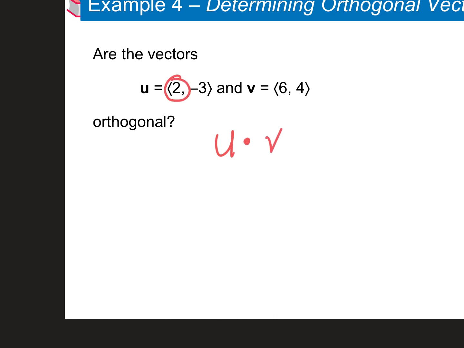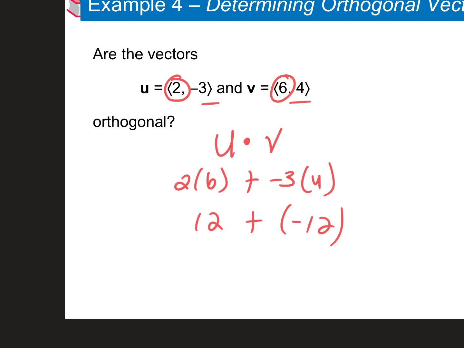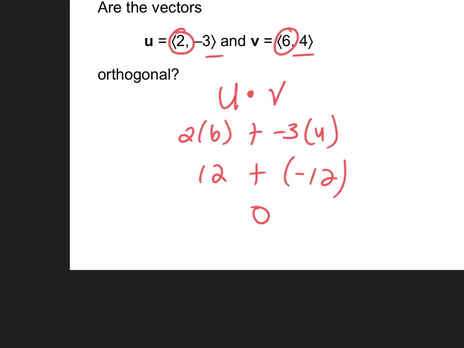So I'm going to say first times first, 2 times 6, plus second times second, -3 times 4. Guys, what's 2 times 6? Plus -12. What is my answer? 0. What is the answer to this question? Yes. If all you do is just give me a big old yes with no supporting work, you're going to get a big fat no from me, okay? You have to show me, yes, they're orthogonal, no, they're not.